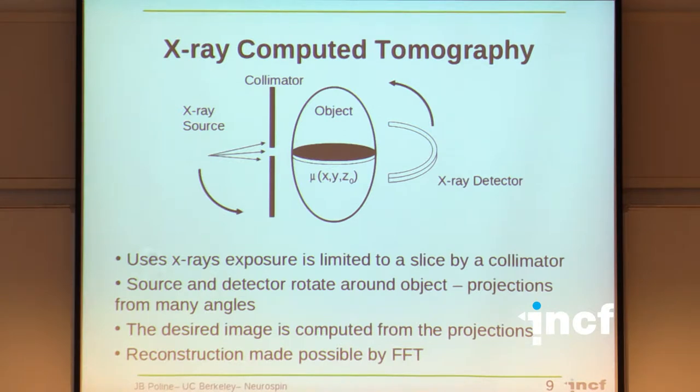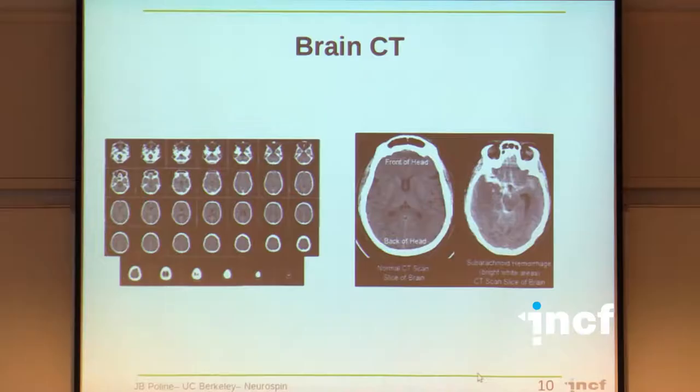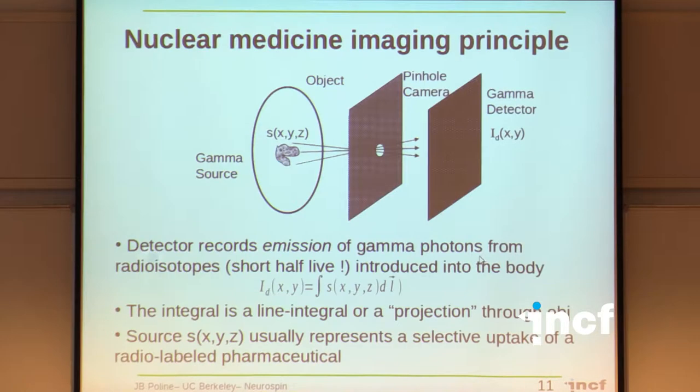The major aspect I would like to emphasize is that what made this actually possible and usable is the FFT, the fast Fourier transform. That was a key element for these modalities to be useful. The development in algorithms and applied mathematics is one of the things that allowed those modalities to flourish and be very useful. So that's a brain CT, nothing very specific about that.